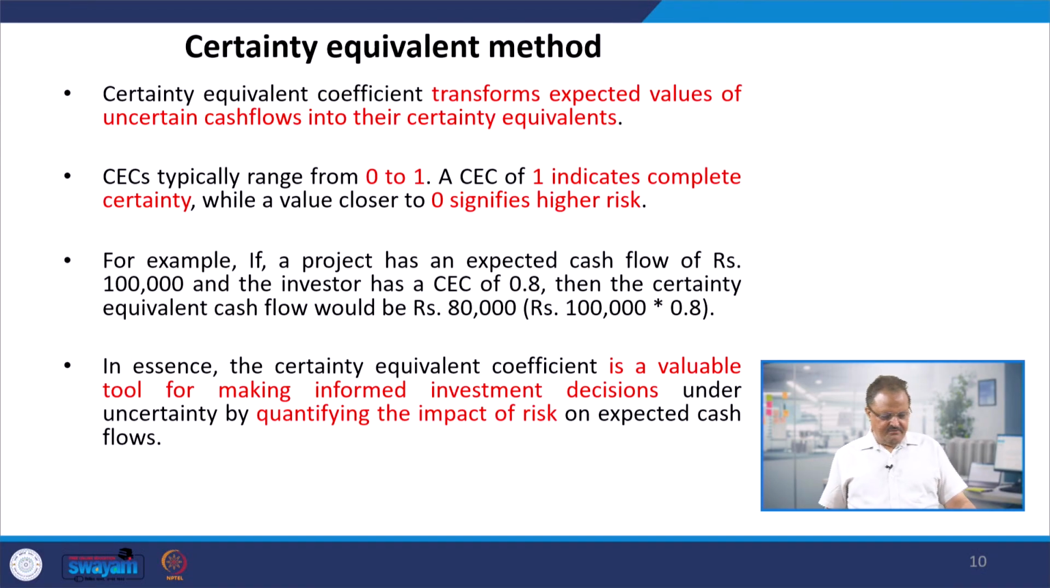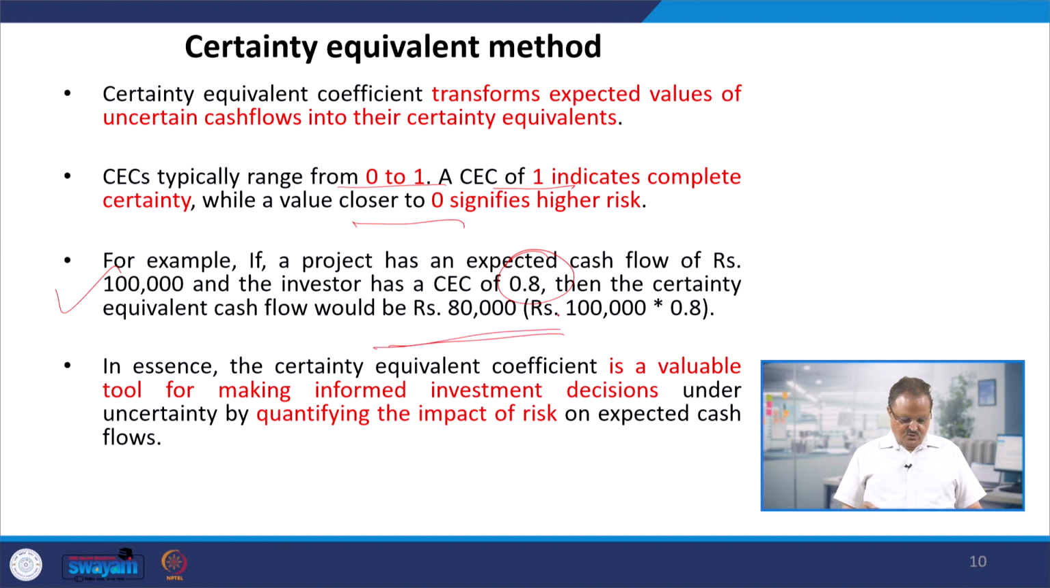So normally this coefficient ranges from 0 to 1. When the CEC, the certainty equivalent coefficient, is 1, the level of risk is very, very low, almost negligible. But when the value is closer to 0, it means the risk involved in the project is very, very high. So, for example, if you are given this certainty equivalent coefficient from any source, that for making an investment of 1 lakh rupees in any project the CEC is 0.8, then you can expect that the certainty equivalent cash flows coming out of that venture would be 80,000 rupees.